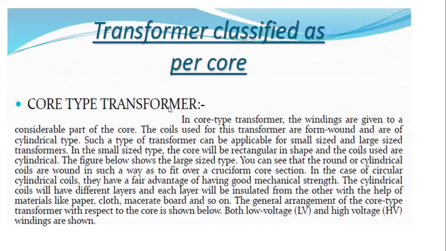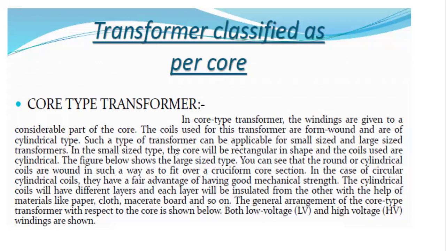First, coming to the core type transformer. In the core type transformers, the windings are given to a considerable part of the core. For small size machines, the core is rectangular in shape and the windings are cylindrical.